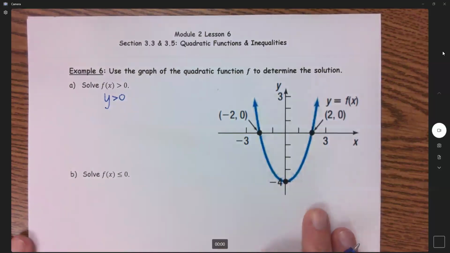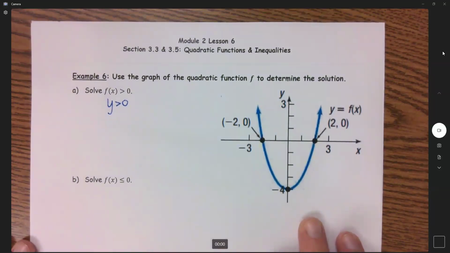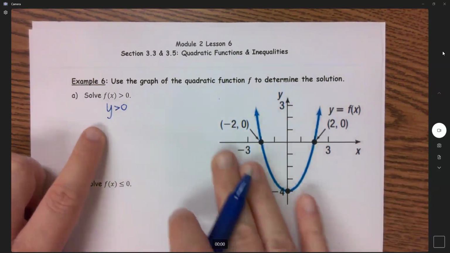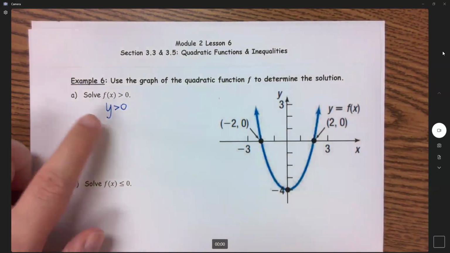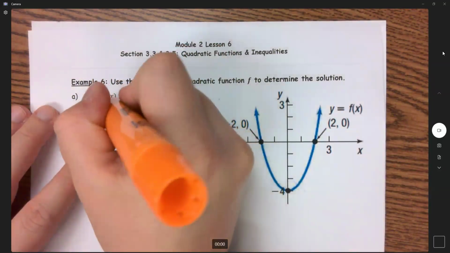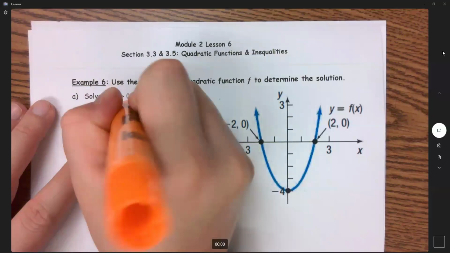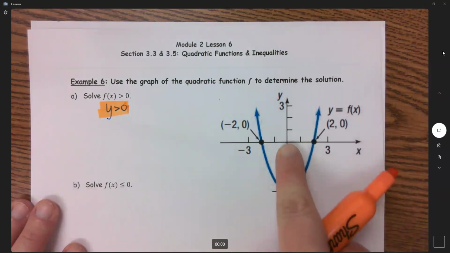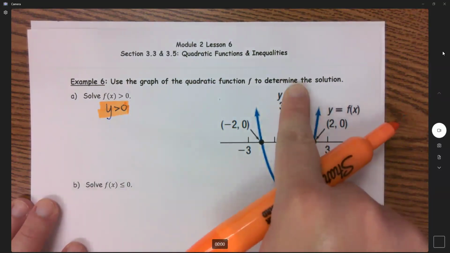Well, I want you to pause this video and think about it until you have an answer or until you just don't have an answer. But pause this video and determine where on this graph you have y values that are greater than 0. Okay. So I hope you've paused the video and you at least have an idea or you've thought about it. Where do I have y values that are greater than 0? Here are my y values. Y values are greater than 0 above this x-axis.